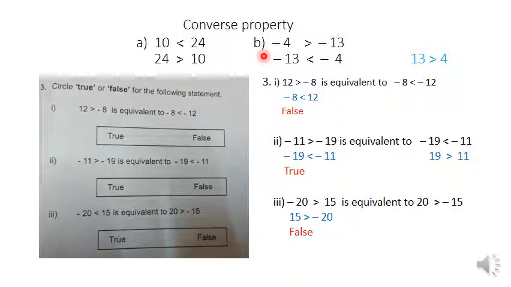Okay, next B. Given negative 4 is greater than negative 13. How to write the converse property? You write the opposite. You write negative 13 first, after that negative 4. And then you think about the symbol, less than or greater than symbol. As usual, when you have two negative numbers, you use positive numbers first. 13 and 4. 13 big, 4 small. So 13 big, the open mark near to 13.